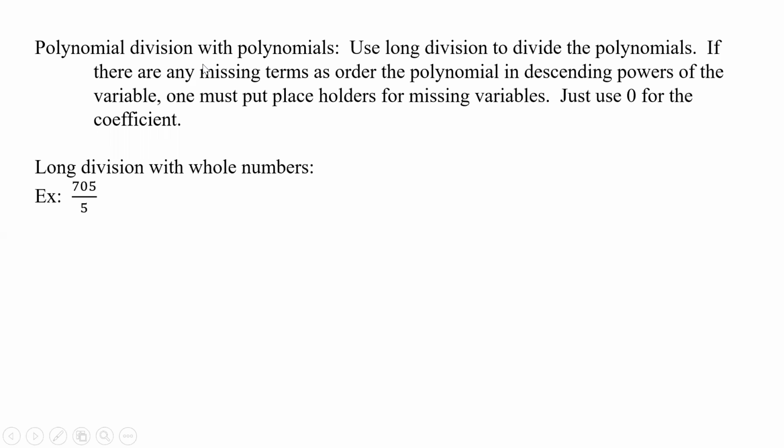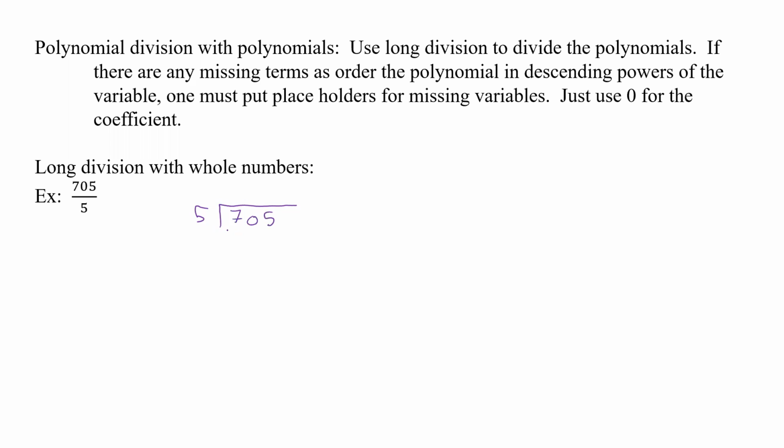Now, the key with polynomial division is that if there are any missing terms as you're writing the polynomial in descending powers of the variable, you need to put placeholders. So if you're missing an x squared, then you have to go and put 0x squared. Basically you use the coefficient 0 on whatever term is missing. So let's first look again to remember how we did long division, and then we'll move on to actual division with polynomials.